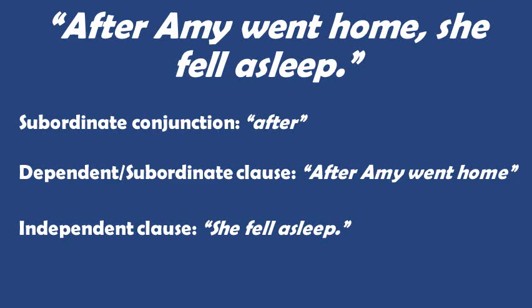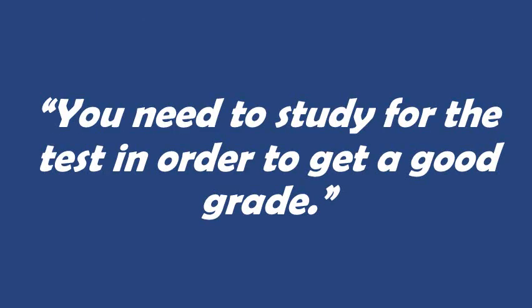So the main message in this sentence is she fell asleep. The subordinate conjunction and the subordinate clause are simply telling us when she fell asleep. So they're telling us when the main event happened. Let's look at another example. You need to study for the test in order to get a good grade.